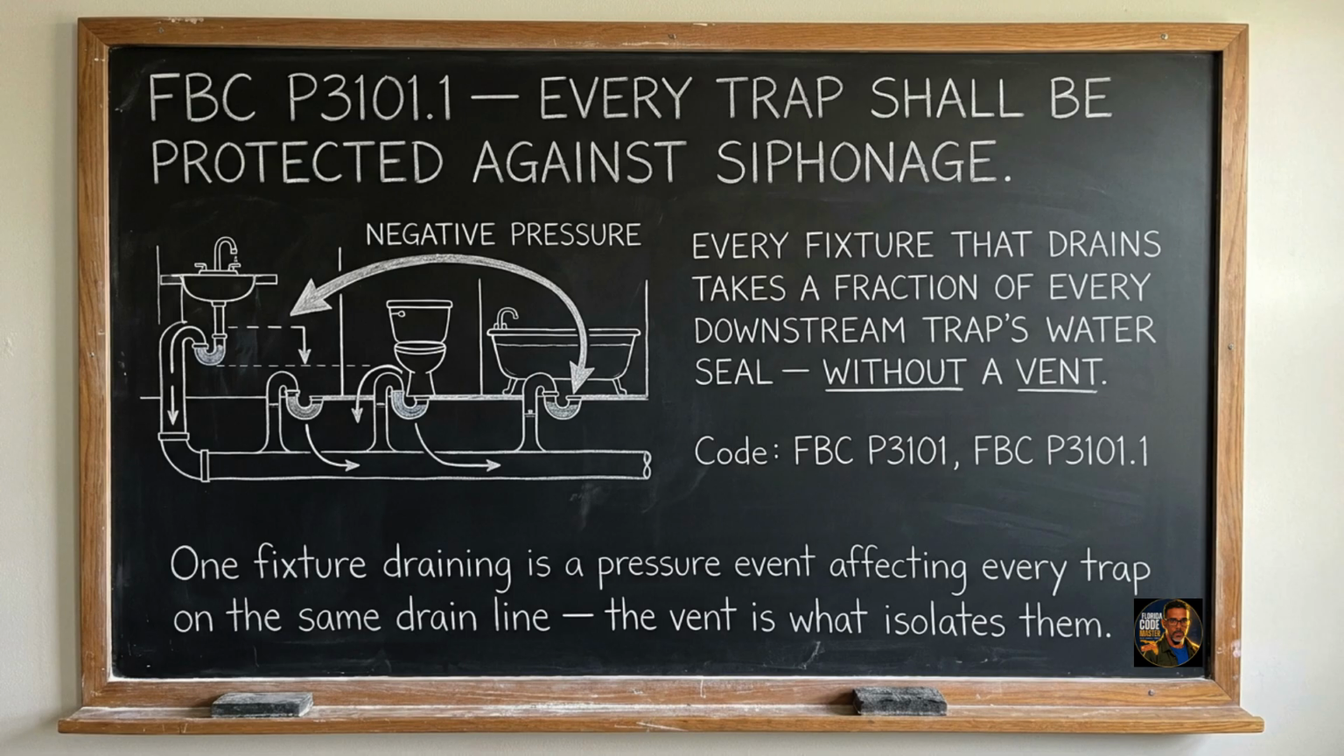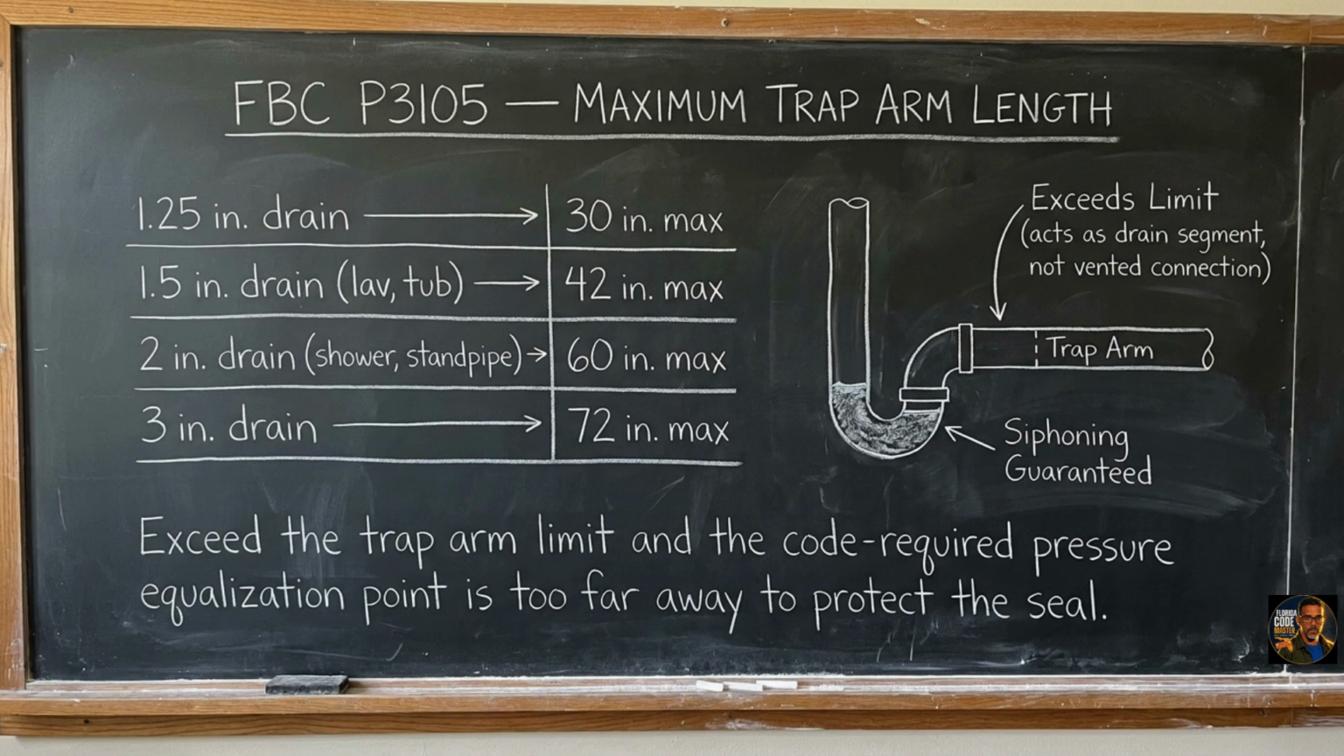FBC P3101.1 requires that every fixture trap be protected against siphonage and back pressure. The vent pipe provides the path for atmospheric air to equalize pressure in the drain line, eliminating the differential before it acts on the trap seal. Without equalization, every fixture that drains takes a fraction of the water seal from every trap on the same line. FBC P3101 requires that every fixture trap be vented.